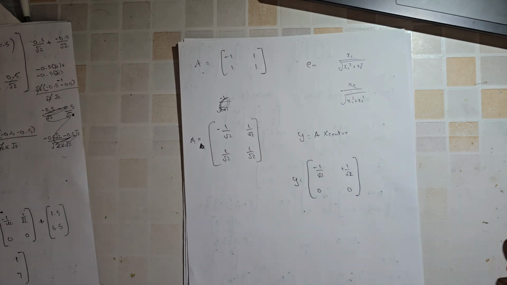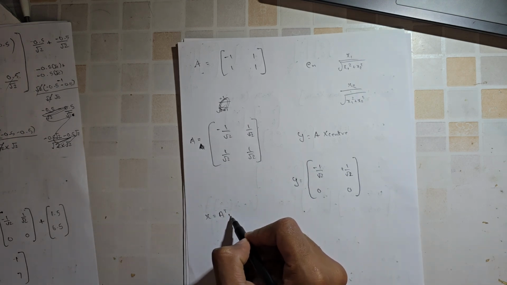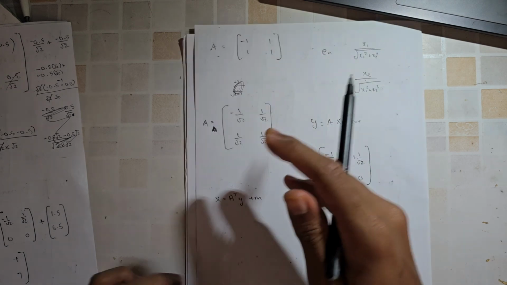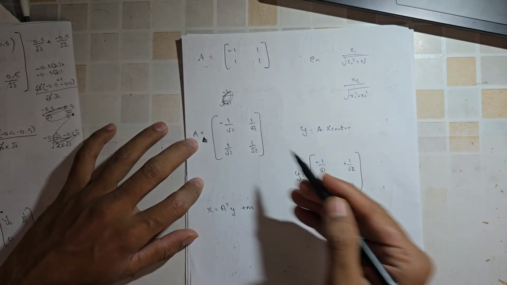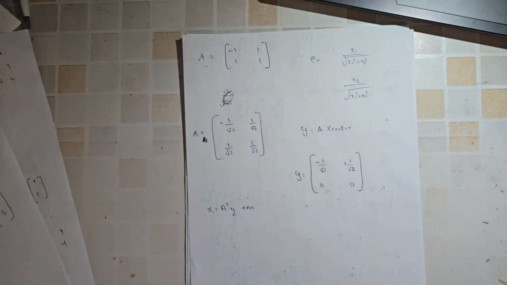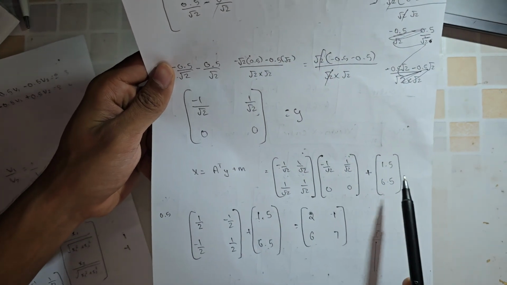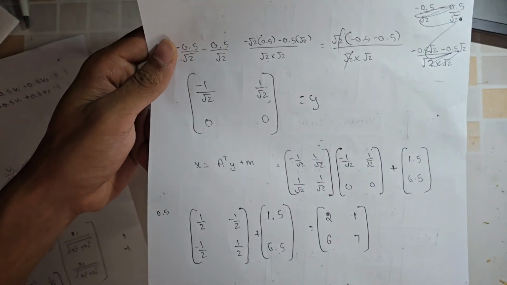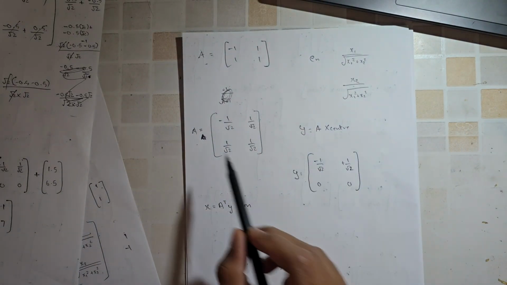Now we have to verify that PCA actually works. So we will do the reverse thing. X is equal to A transpose into y plus m. What is m? Mean. So what is A transpose? You just have to interchange the rows and columns. Even if you do so, it will be the same. Then this into this, plus mean. If you do it at the end, I'll show you what A into y is.